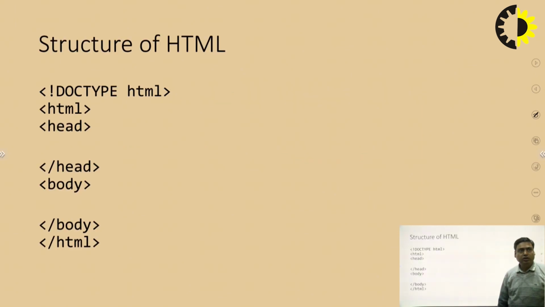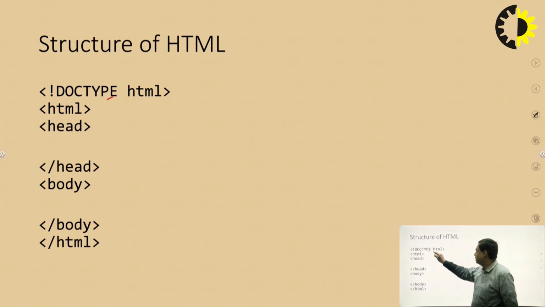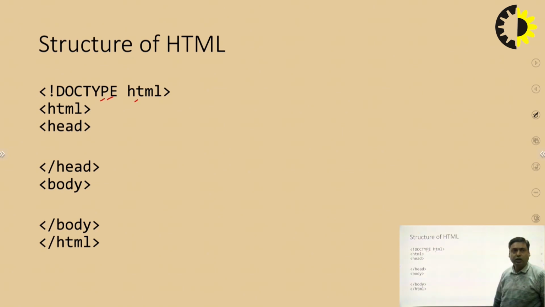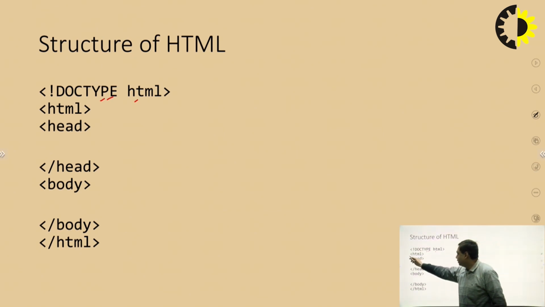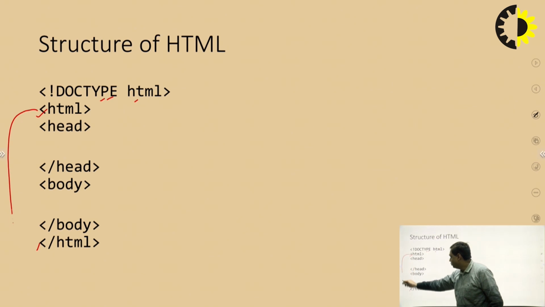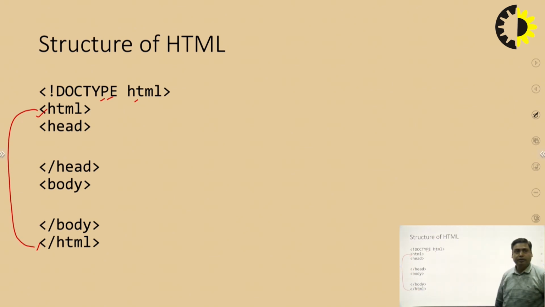So this is the structure of HTML. Whenever you are going to write a program in HTML, first of all, you have to write the doctype html. Writing the doctype denotes that this program is HTML5 compatible. And then we need to write a root tag, starting with html and ending with html. So all your programming goes within the HTML tags.